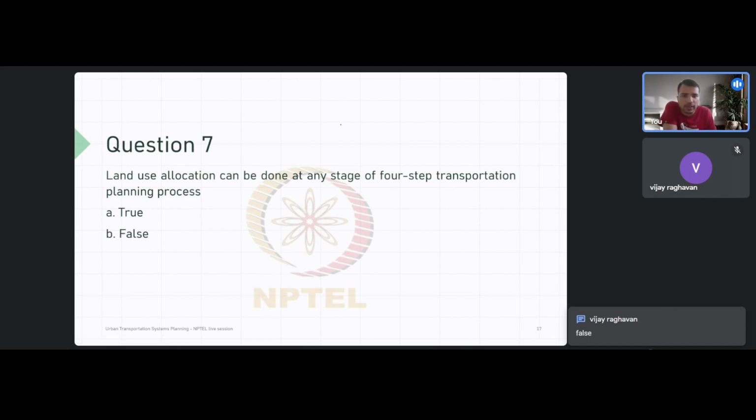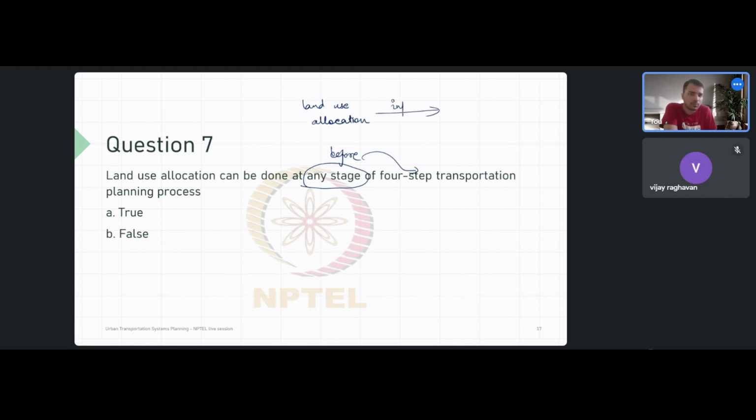So as we discussed, land use allocation we cannot do at any stage. We have to do it before we do the four-step transportation process because the land use allocation goes as an input into trip generation. So for doing something, if we need an input, how can we do it after that? If for doing work B we need A, first we have to do A. So land use allocation cannot be done during any stage.